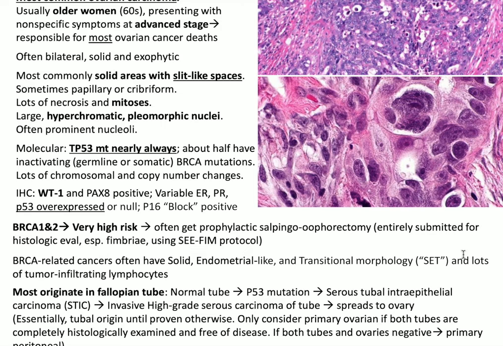BRCA1 and 2, you're at very high risk for high-grade serous carcinoma. So patients often will get prophylactic salpingo-oophorectomy. And for us pathologists, we will do the SEE-FIM protocol to better visualize the fimbriae, to better visualize STIC, the precursor for high-grade serous.